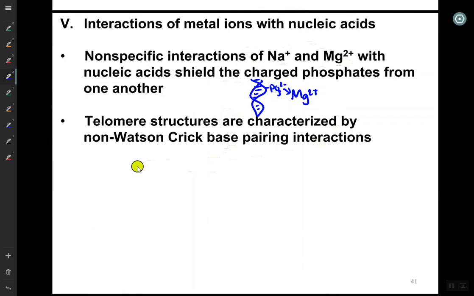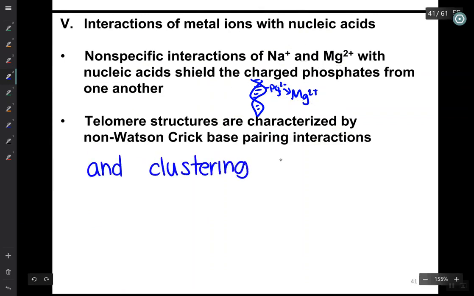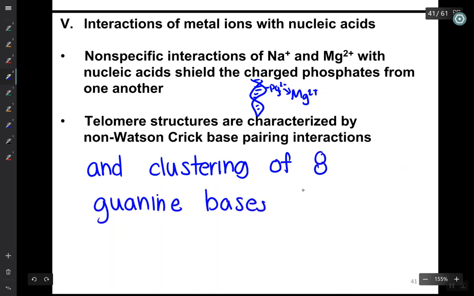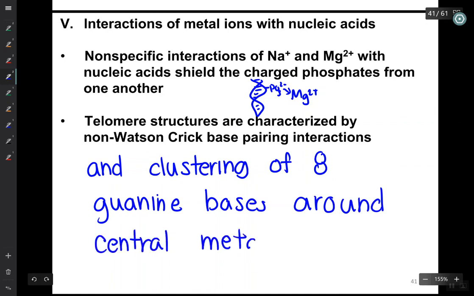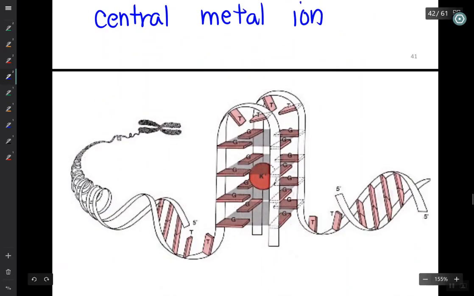Telomere structures are characterized by non-Watson-Crick base pairing interactions and clustering of 8 guanine bases around a central metal ion. You can think of the metal here as a kind of template. Here's a nice depiction. We've got this potassium ion and this G quadruplex, and because of the Lewis acidic nature of the cation, the guanine nitrogens bind to the cation, and there are 8 of them interacting. I think 4 up here and 4 at the bottom, so it fits perfectly to template and stabilize this G quadruplex.